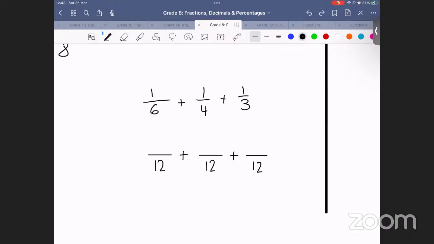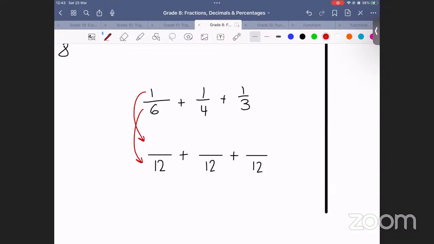But now I can't just make them 12. I need to keep the value the same. So what I do to the denominator to get it to 12, I need to do to the numerator to keep the fraction equal, so that 1/6 hasn't changed. I want to change the denominators, but I don't want to change the value of the fraction as a whole.